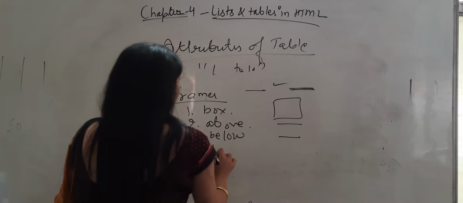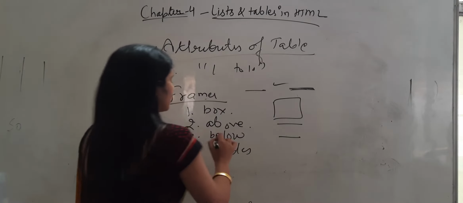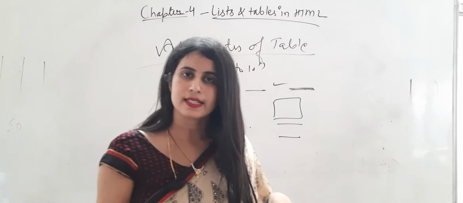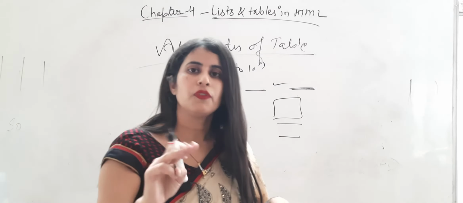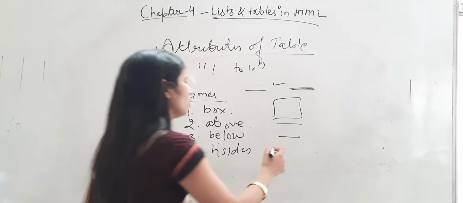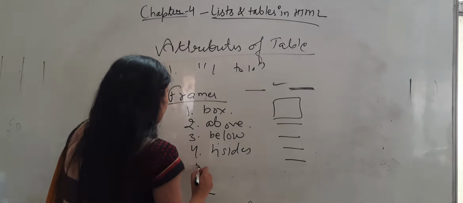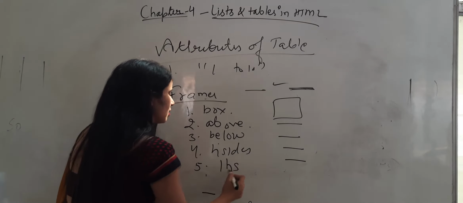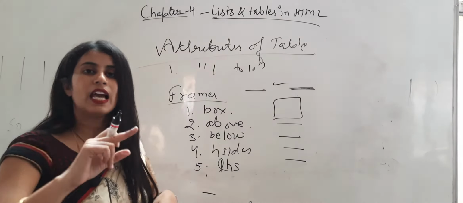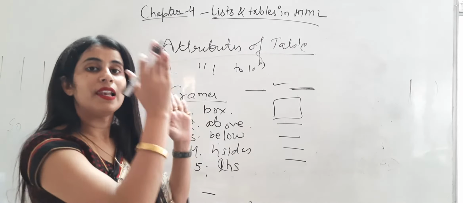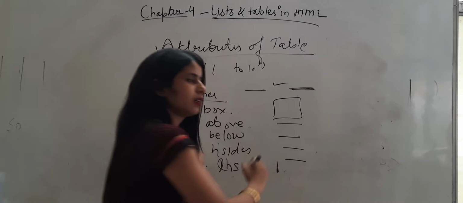The fourth one is hsides. H stands for horizontal sides. We know that there are 2 horizontal sides, above and below. So if you want to apply the border to above and below, you will write hsides. Next is LHS. LHS means left hand side, so the border will appear on the left hand side, this side.